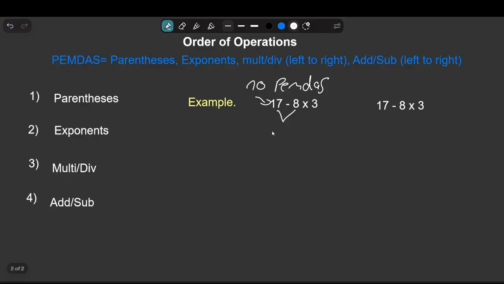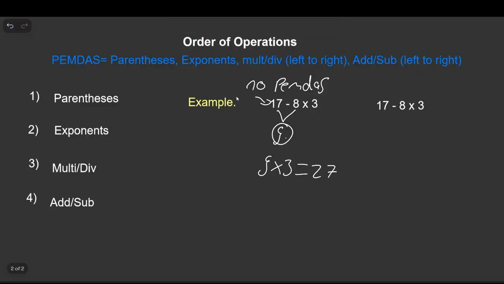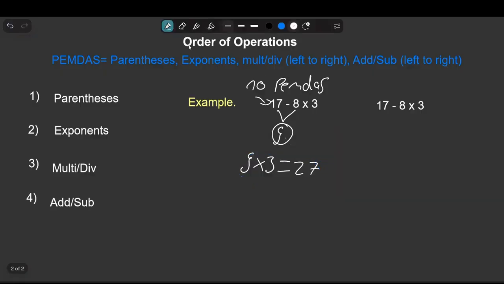17 minus 8, which will equal 9. After that, because, of course, we go from left to right, we do 9 times 3. And we will get an answer of 27. This won't do because this is the wrong answer, because we didn't use the order of operations. You can't solve problems without the order of operations. You will always get the wrong answer.